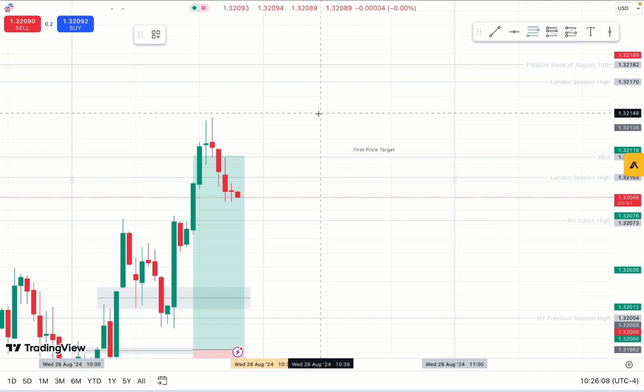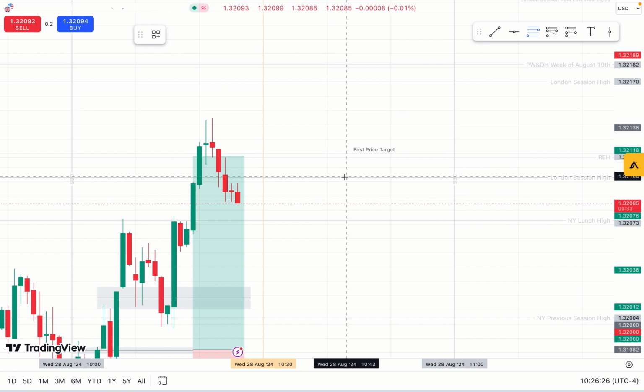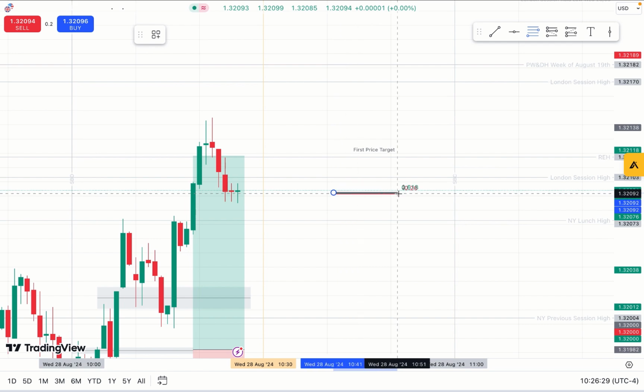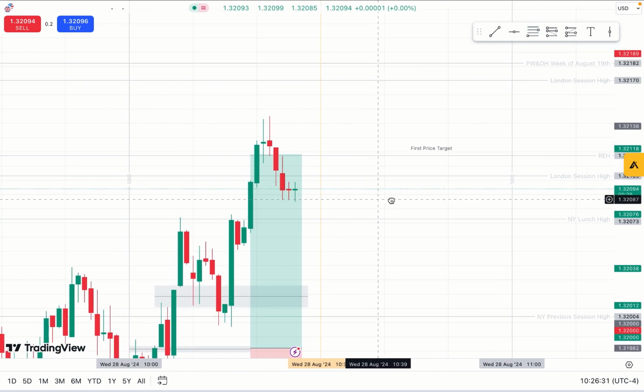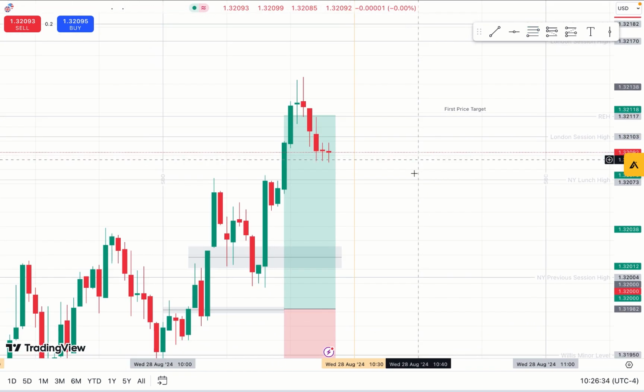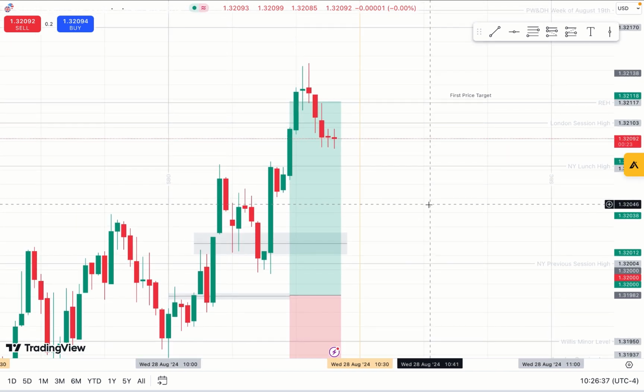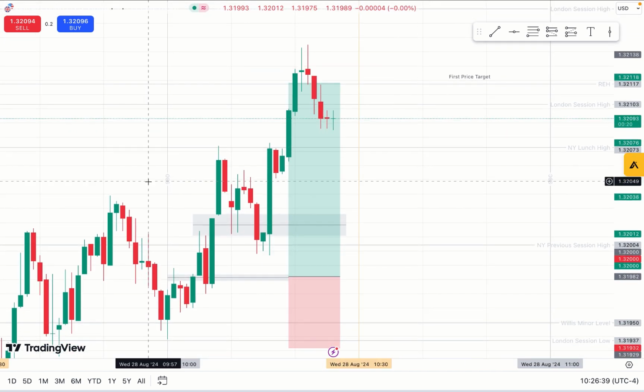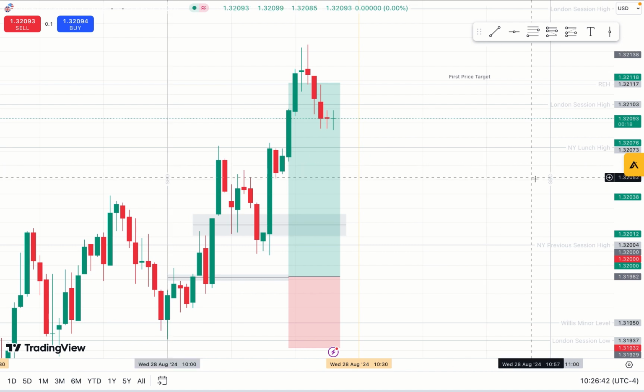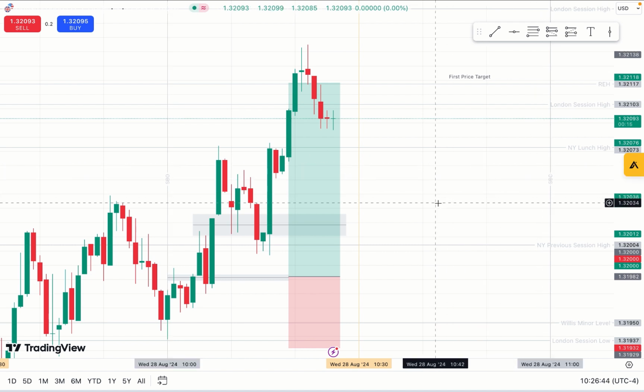However, I completely align with ICT's proposition that all of these price movements are based on algorithms that have been programmed to do certain things at certain times based on certain rules. For example, it's no accident that I am trading between 10 a.m. and 11 a.m. New York local time.